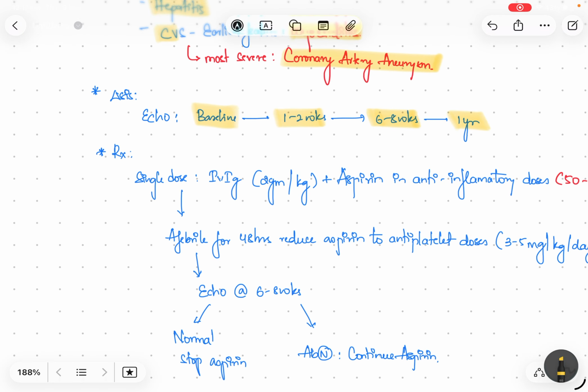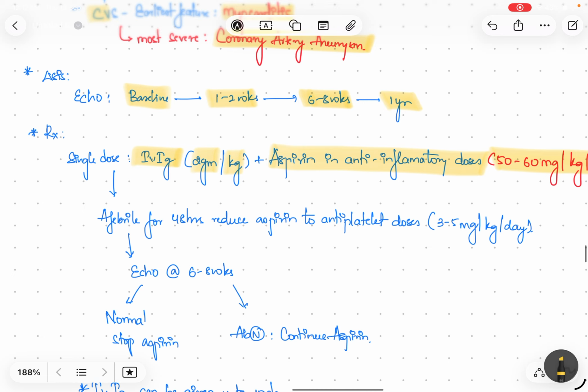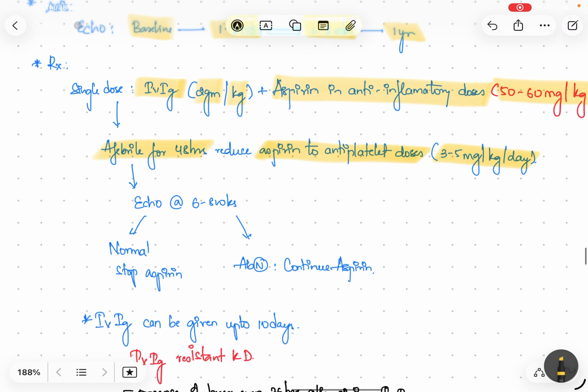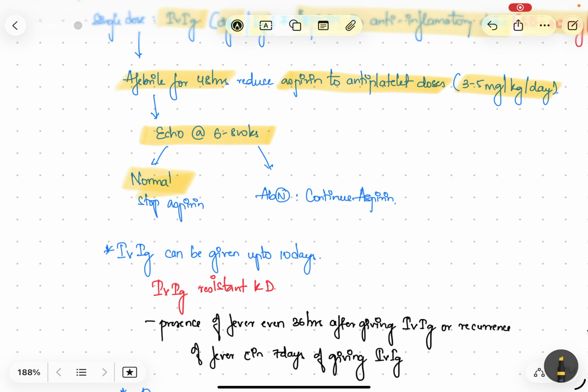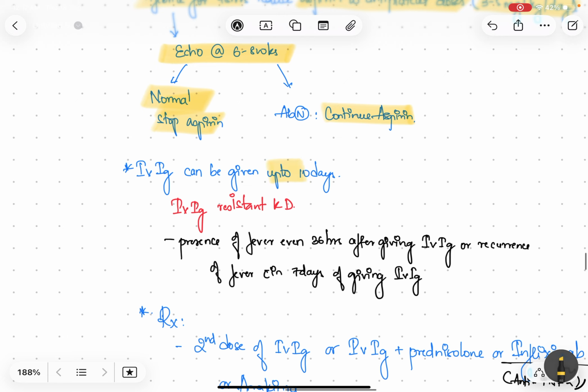Then coming to treatment, you have to give a single dose of IV immunoglobulin, 2 gram per kg, with aspirin as an anti-inflammatory dose of 50 to 60 mg per kg per day. Once afebrile for 48 hours, reduce aspirin to an antiplatelet dose of 3 to 5 mg per kg per day. Then repeat the echo at the 6th to 8th week. If normal, stop aspirin. If abnormal, continue aspirin. IVIG can be given up to 10 days.